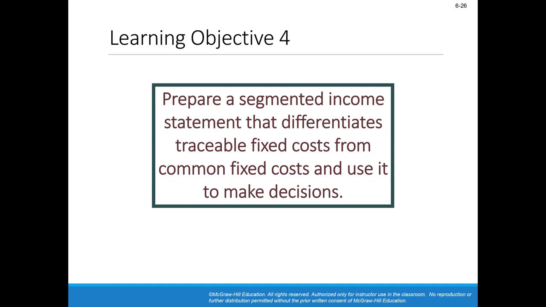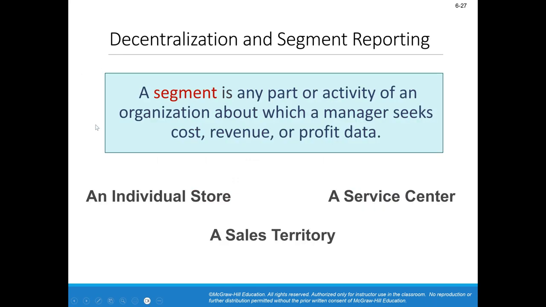Learning objective 4 is to prepare a segmented income statement that differentiates traceable fixed costs from common fixed costs and use it to make decisions. Again, managerial accounting: we're developing information so that we can use it to make informed decisions. A segment is any part or activity of an organization about which a manager seeks cost, revenue, or profit data. It could be a division, it could be part of a division, it could be a location. You can see here an individual store, a sales territory, a service center.